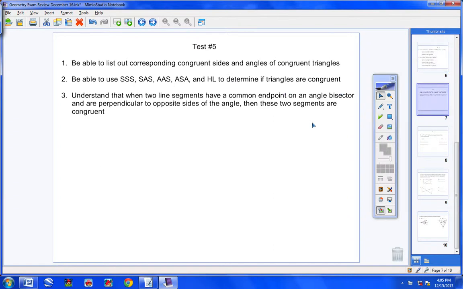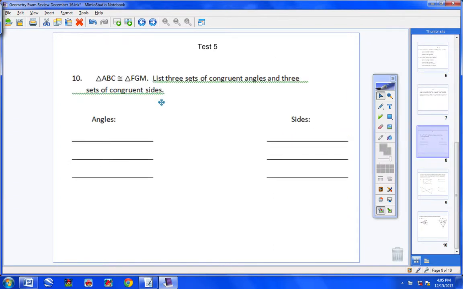Okay, here we go. Take some good notes or follow along. Question number 10 on test number 5. We are going to review test number 5. These 2 triangles are congruent. ABC is congruent to FGM. List 3 sets of congruent angles.